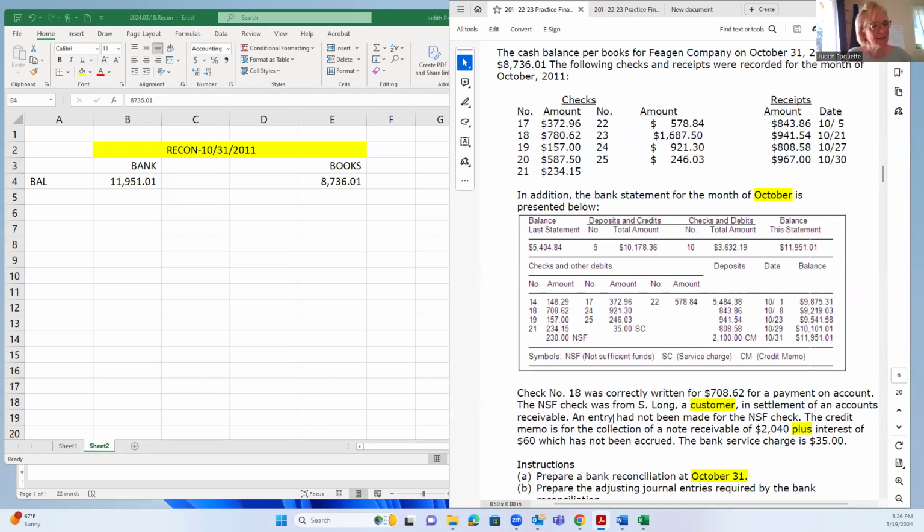Okay. They say our balance is 8,736.01. Then they receive the bank statement for October. And how do you find the bank statement balance? Because it wasn't given to you up here. Oh. It says balance this statement all the way to the right on the bank statement, 1195. I think that's it. Yeah, okay, that's perfect, Austin.